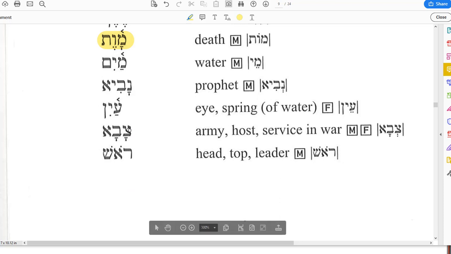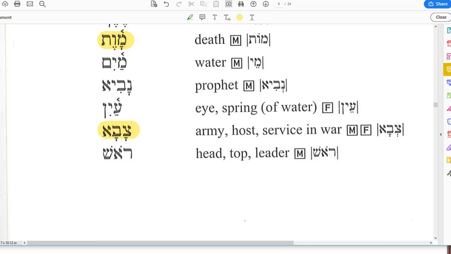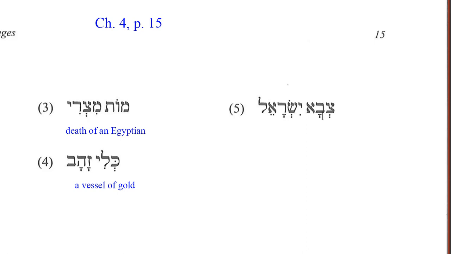Here's the noun, Tzava, and here is the construct form over here, Tzava. Notice the first letter reduces, and that again is because of propretonic reduction. So we have Tzava Yisrael, and that is going to then be army, but because Israel is definite, it will become the army or the host of Israel.